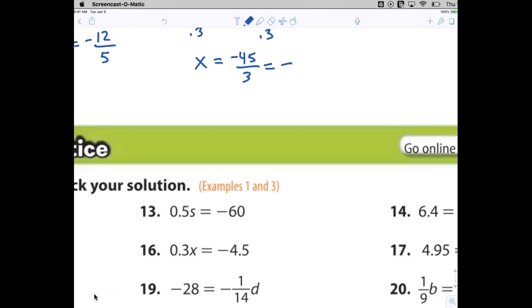So now watch me. 3 goes into 4 how many times? Once, with 1 left over. 3 goes into 15. 15. There you go. So that's my answer.